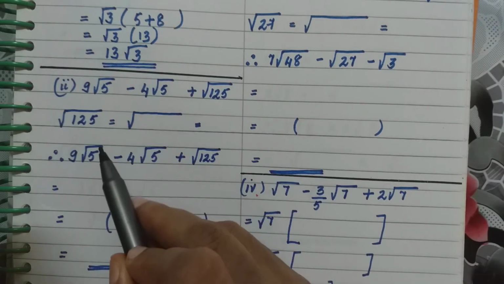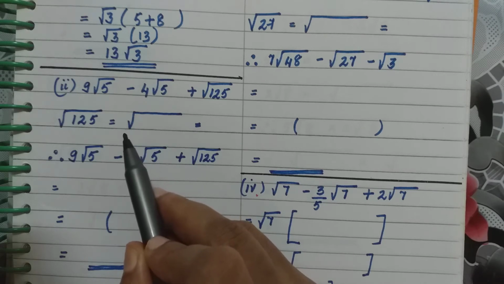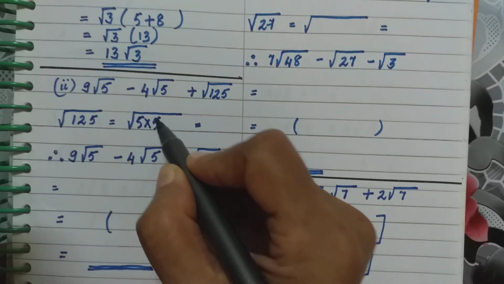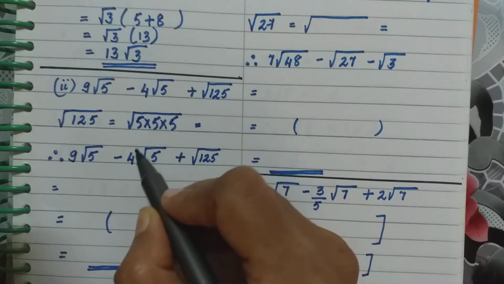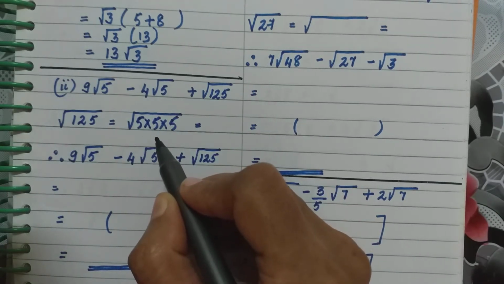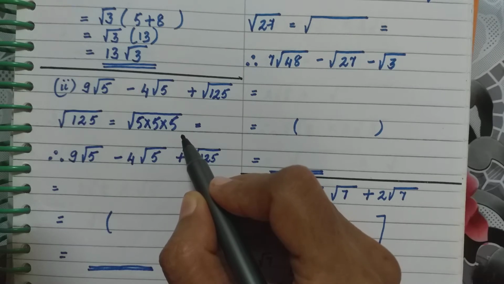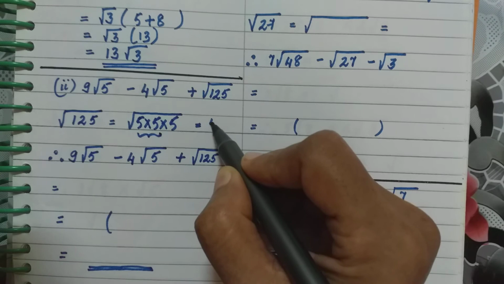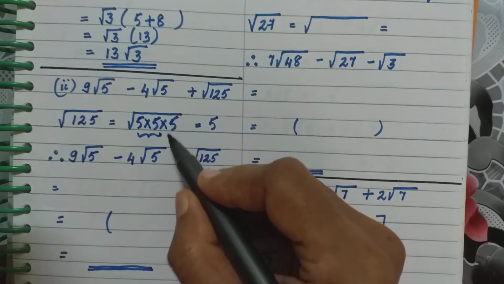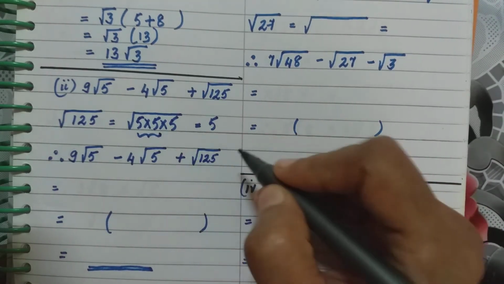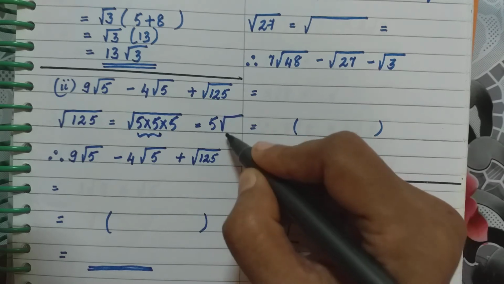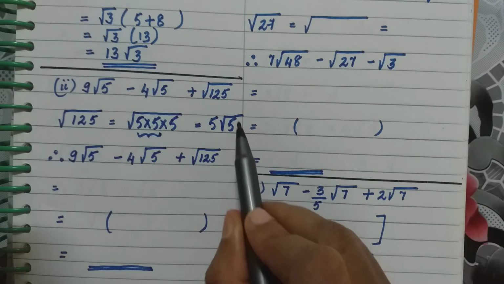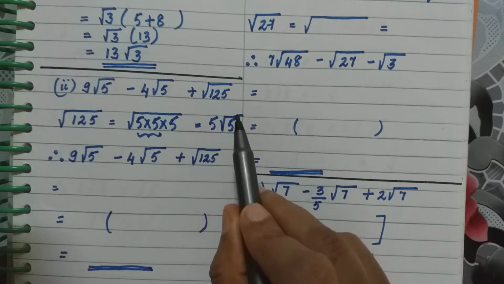So, square root of 125 is equal to 5 into 5 into 5. 5 into 5 is 25. 25 into 5 is 125. What happens for these two 5s? One 5 comes out. Then what is left inside? One 5. So this becomes 5 square root 5. So now square root of 125 has become 5 root 5.